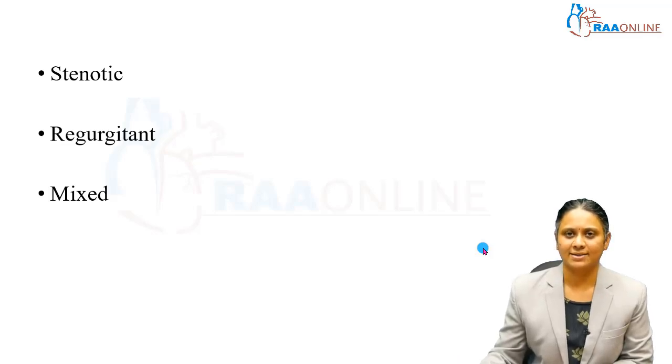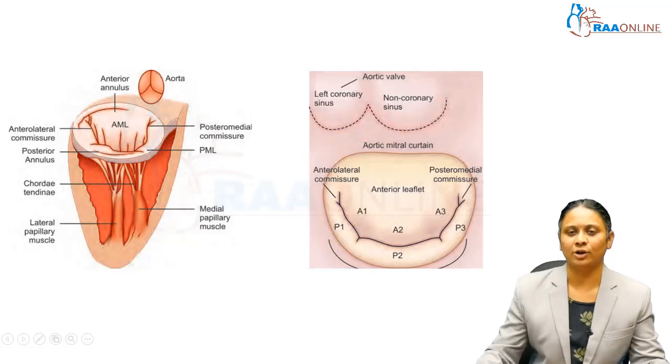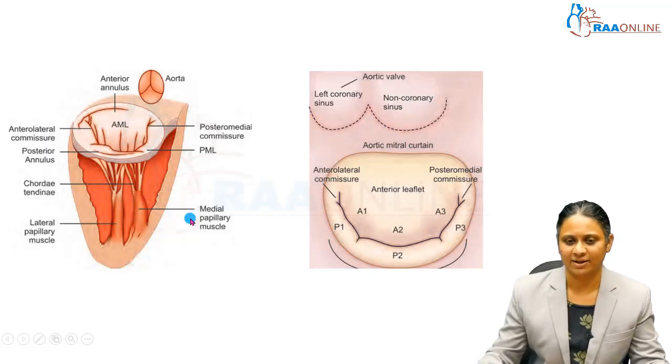So mitral valve diseases can be divided into stenotic, regurgitant or mixed lesions. In most of the cases, one lesion is predominant over the other. To see the normal mitral valve anatomy, we have already gone through this in acquired heart diseases, mitral valve diseases. We'll go through it again.